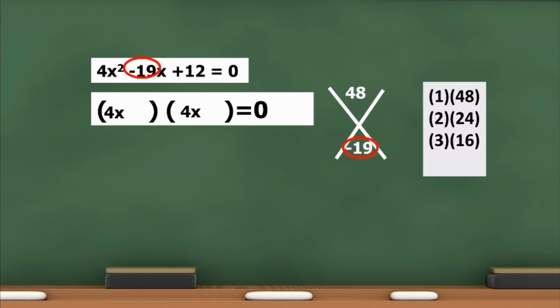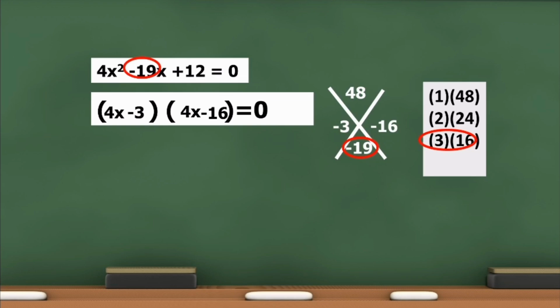Kaya lang, ang hinahanap natin ay negative 19. Kaya naman class, yung 3 at saka 16 gagawin nating negative 3 at negative 16. So, ito na yung ilalagay natin sa loob ng open and close parenthesis. So, magkakaroon tayo ng 4x minus 3 and 4x minus 16.